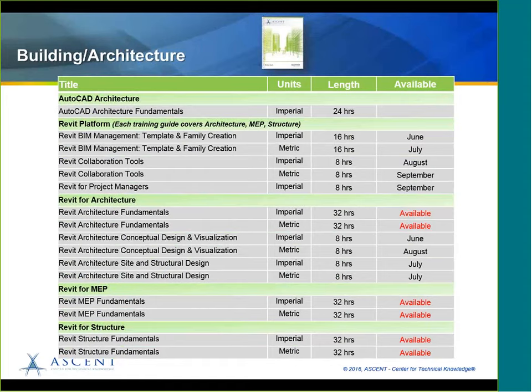So, upcoming, here is what we have available right now. These are our architecture building design training guides. All of our fundamentals guides are ready: Revit Architecture, Revit MEP, Revit Structure, and they're both available in Imperial and Metric. The Conceptual Design and Visualization book that this is taken from will be out in June. So we've got a few more weeks, right? I'm just about finished with that, and we'll be getting that out in a bit.